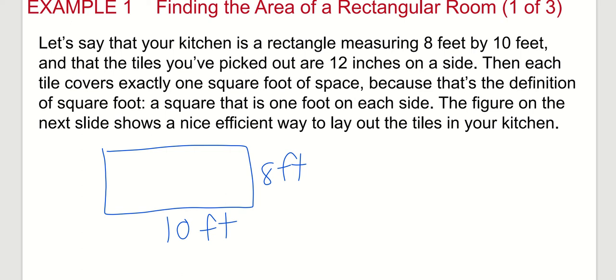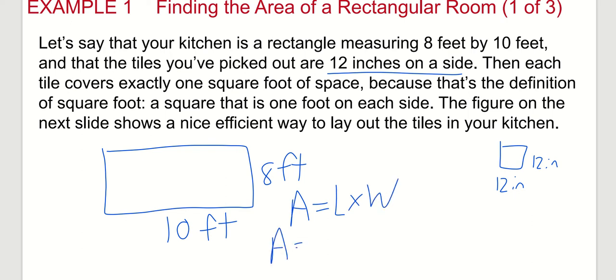What we're going to do is tile this with tiles that are 12 inches on a side. So in this floor, we're going to put tiles that are 12 inches by 12 inches. The question we want to know is, how many tiles is it going to take? In other words, what is the square footage of our kitchen area? And then how many tiles would that take? The area of a rectangle, this will be our first formula in the section, is area equals length times width. We have 10 feet times 8 feet, which would give us 80 square feet. So the area of the kitchen is going to be 80 square feet.